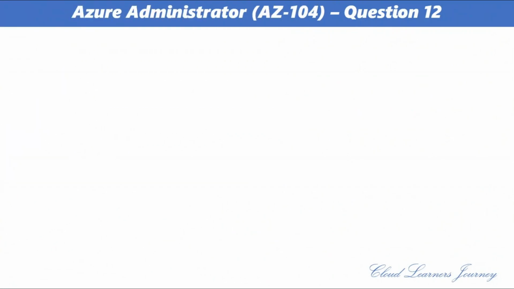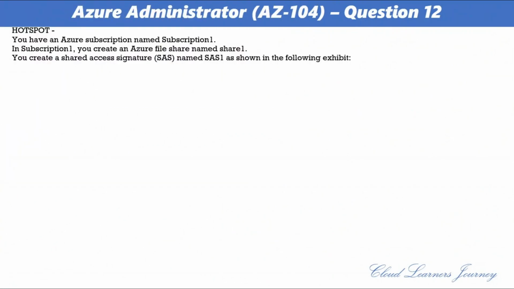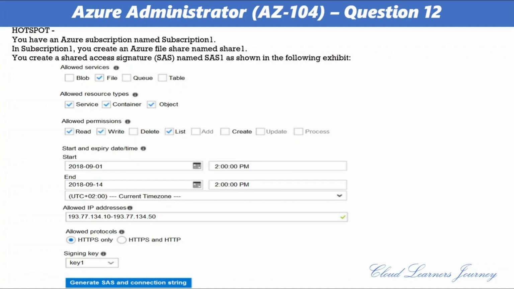Next, question number 12. You have an Azure subscription named Subscription1. In Subscription1, you create an Azure file share named Share1. You create a shared access signature named SAS1 as shown in the following exhibit. Here the allowed services is file, the allowed resource types are service, container and object, and the allowed permissions are read, write and list.